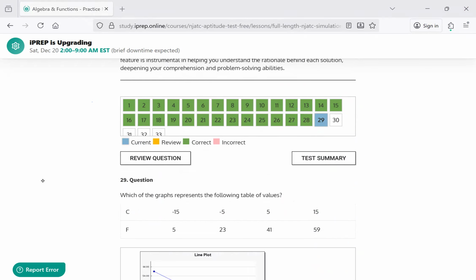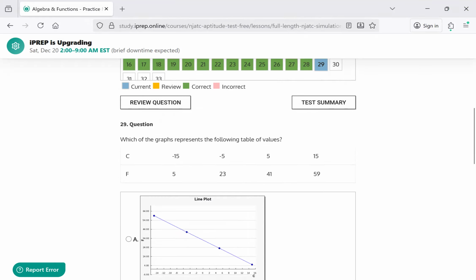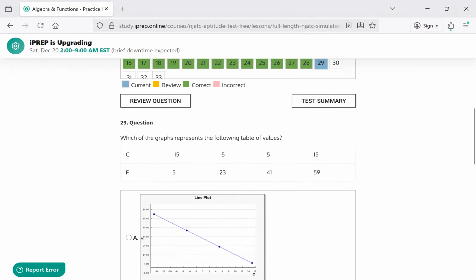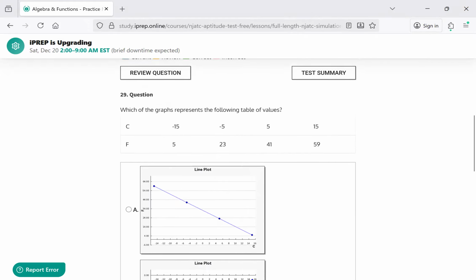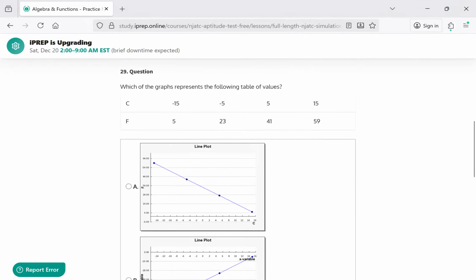Number 29. Which of these graphs represents the following table of values? So we have, let me scroll down, our C coordinates are -15, -5, 5, and 15. My F coordinates are 5, 23, 41, 59. So which one of these? Is it A? So the x-axis represents C. The y-axis represents F.